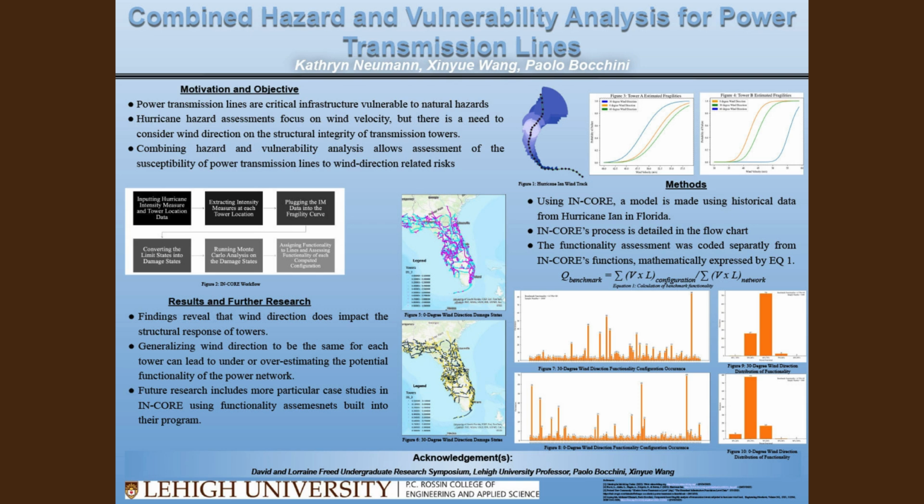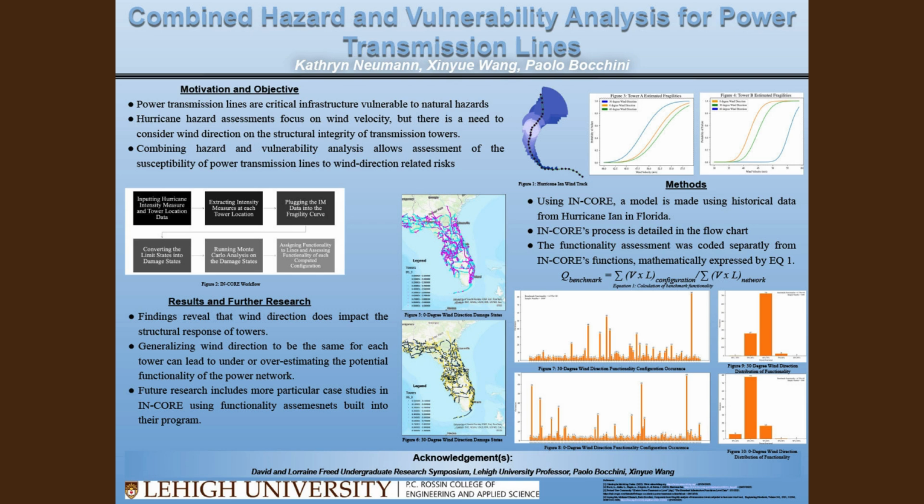Two different fragility curves for tower damage were employed, one which corresponds to wind at a 0-degree angle, and the other for wind at a 30-degree angle. The damage of each tower was assigned using an INCOR function and gives the probability of failure for each tower. This damage was visually represented by figures 4 and 5 for each wind direction.